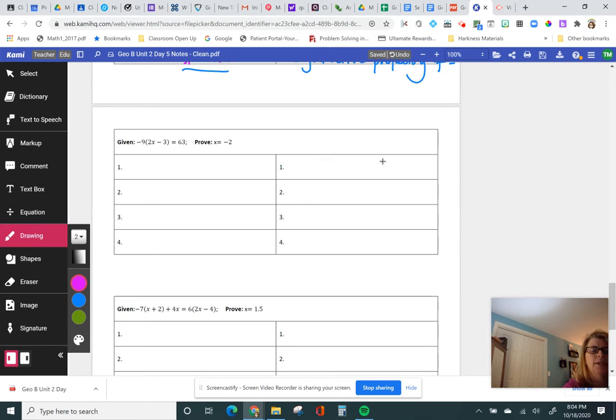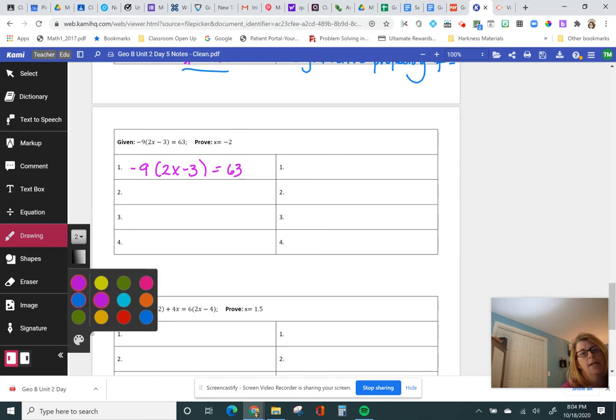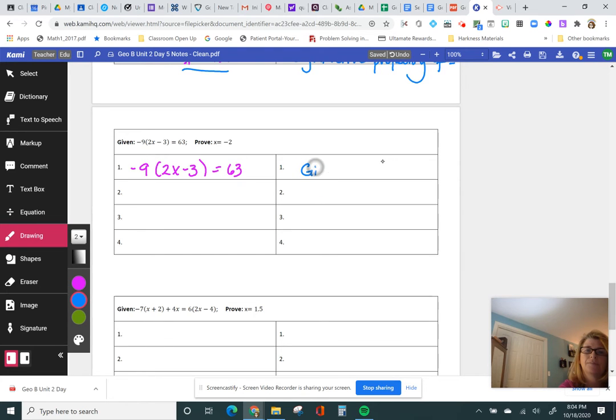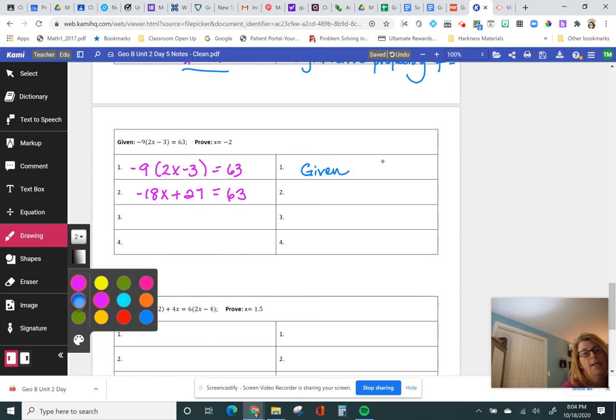So once again, they've given me an equation, and they've also given me what I need to prove. So I'm going to start with my given, which is negative 9 times the quantity 2x minus 3 is equal to 63. That is given. So to solve this equation, I need to do that distribution first. So I'm going to do negative 18x plus 27 equals 63. And that is that distributive property of equality.